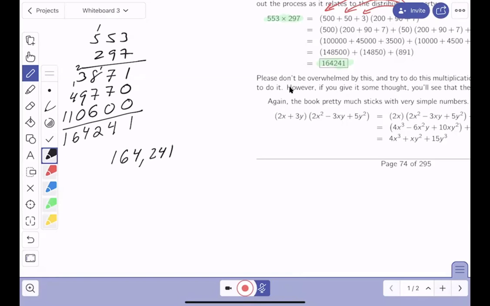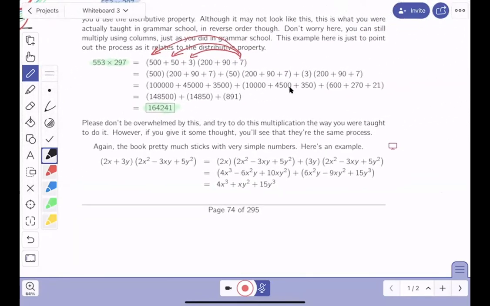Again, you may not have realized what you were doing, but you just did the distributive property multiplication. What you did this over here. Now, for a lot of students, this looks awful. But that's exactly what you did in grade school. The only difference here is I'm not doing any of the carries. No carries at all.